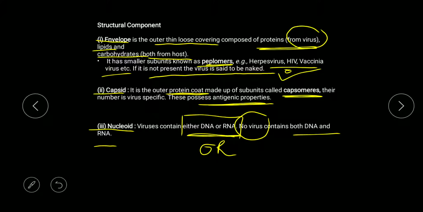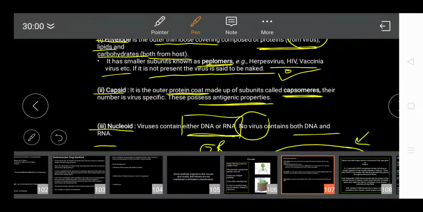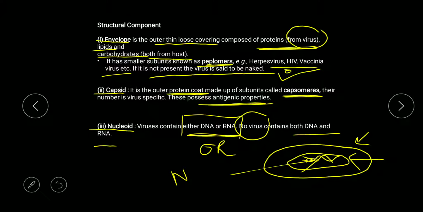So if we recapitulate, the outermost is the envelope, inner to the envelope is the capsid, and inner to the capsid is the genetic material. The envelope is made up of peplomers, the capsid is made up of capsomeres, and this is a nucleic acid, made up of DNA or RNA nucleotides.